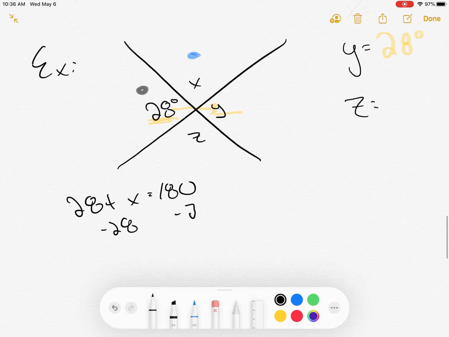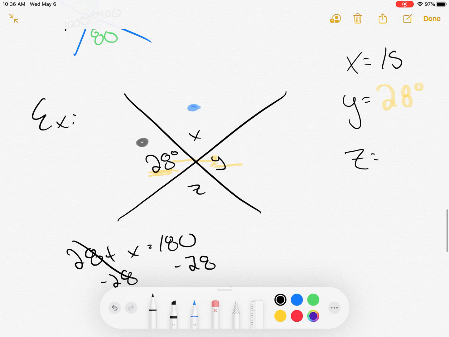I need to minus 28, minus 28. You should get x equals 152. Plug that into a calculator. X would equal 152. So this right here is 152. But now if this angle right here is 152 degrees, the one straight across from it, this one right here, is also 152 degrees.